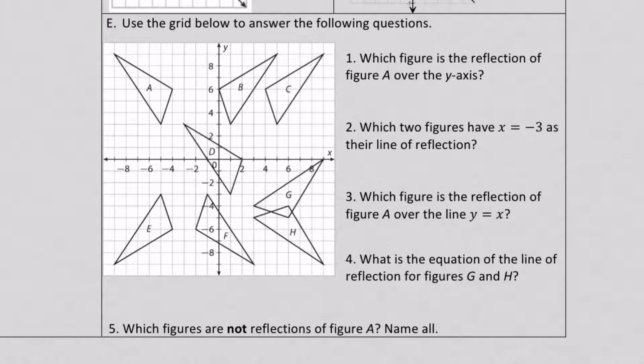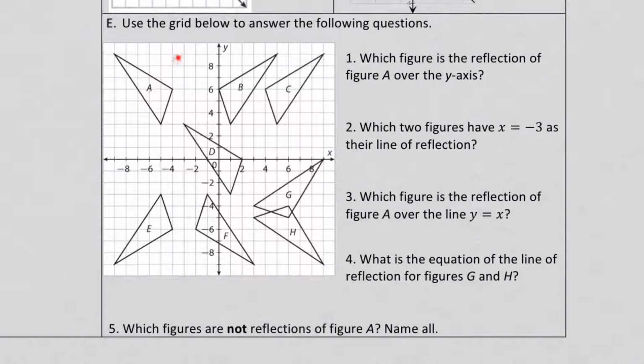Alright, we're going to do E together. It says use the grid below to answer the following questions. Number 1, which figure is a reflection of figure A? Okay, so here's figure A. Here's the y-axis. So think about this carefully. Which figure is the reflection of A over the y-axis?